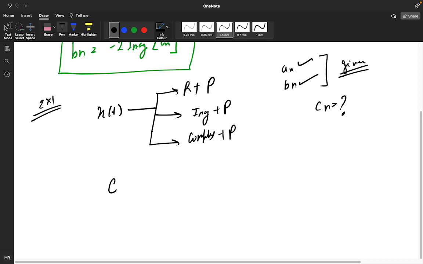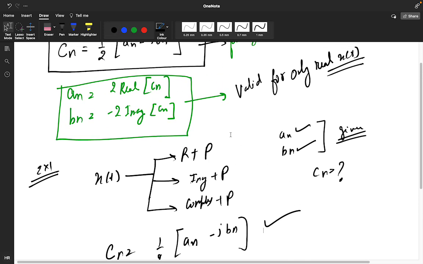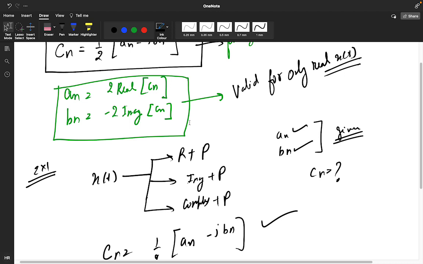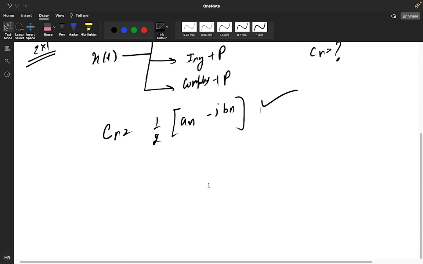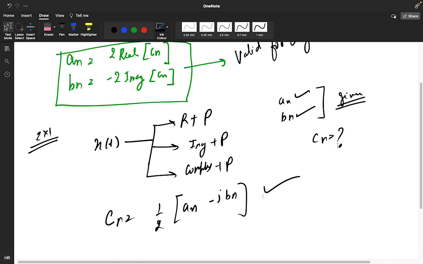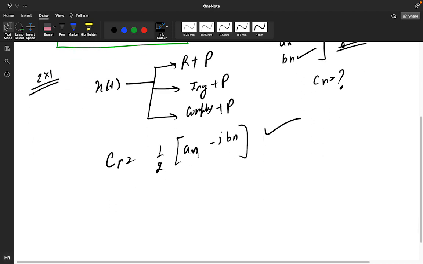Okay, so cn will be equal to 1 by 2 (an minus j bn). No need to check it. This thing is applicable for every signal. Okay, so you can directly apply this because you need to find the cn value. If you have the an value and bn value and you need to calculate the cn value, you directly apply 1 by 2 (an minus j bn).